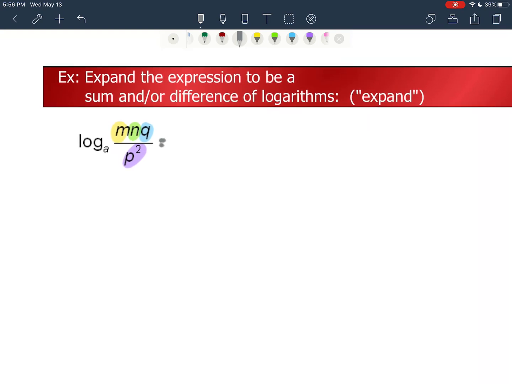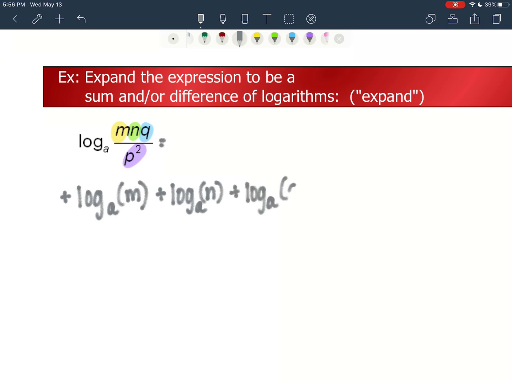We'll have log base A of m, that's going to be positive because m is in the numerator, plus log base A of n, it's in the numerator, so it's going to be an argument of a positive logarithm, and q is also an argument of a positive logarithm. However, p squared is not. So p squared is in the denominator, so that's going to be minus log base A of p squared.